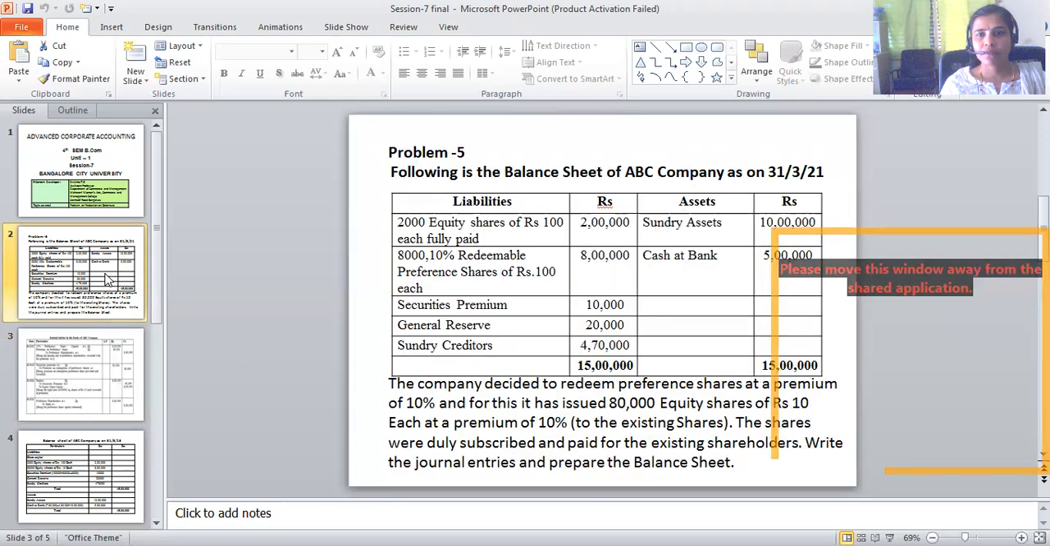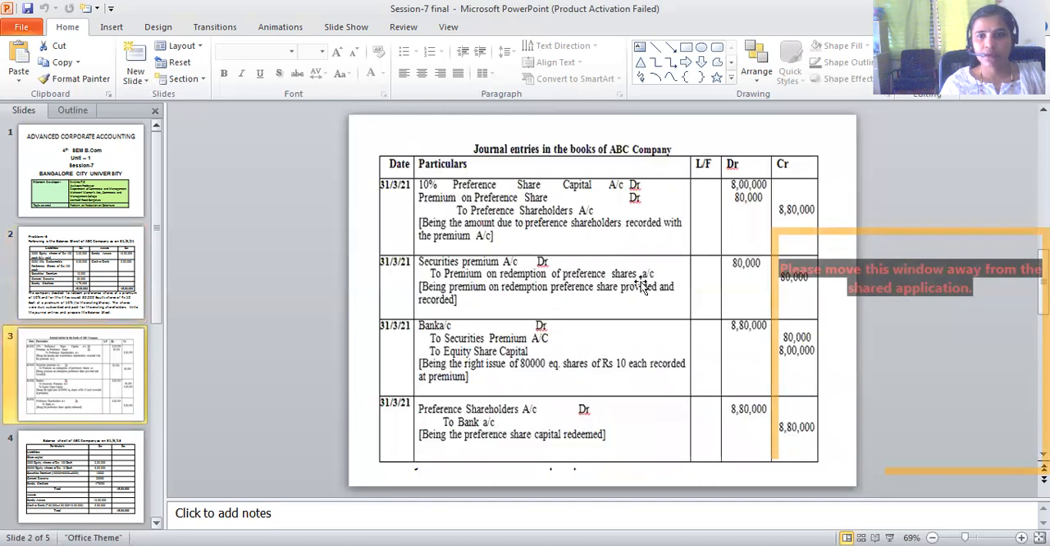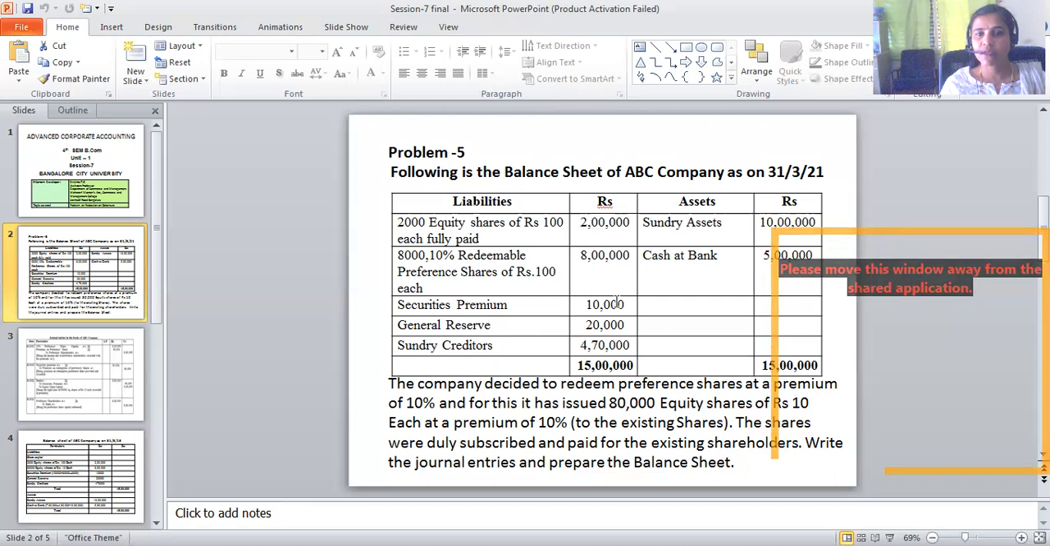As I told, the securities premium amount that is standing to the credit of securities premium on the liability side is 10,000. So the company has to transfer, as I told, securities premium account debit to the premium on redemption of preference shares, so that they are able to take the money from the securities premium. If you see, there is only 10,000 existing in the organization on the liability side.